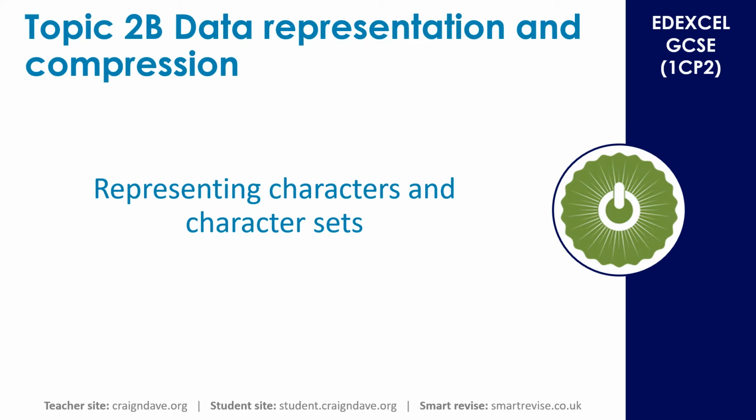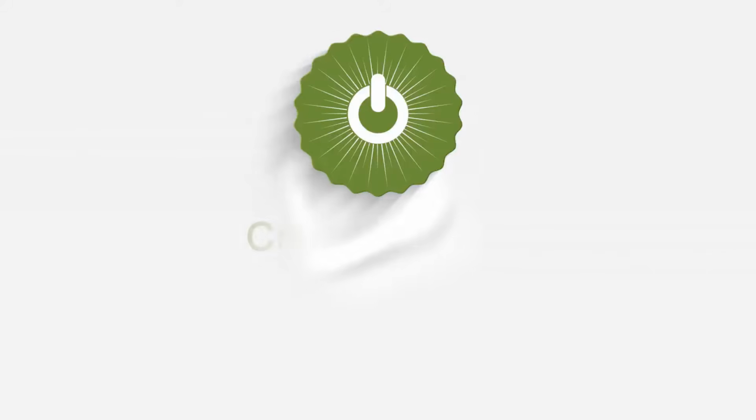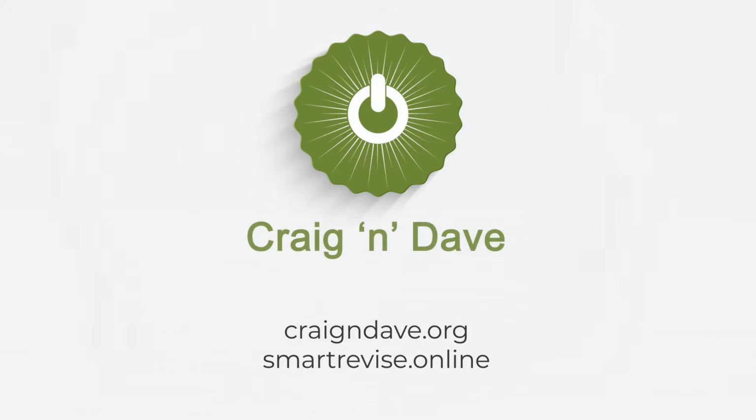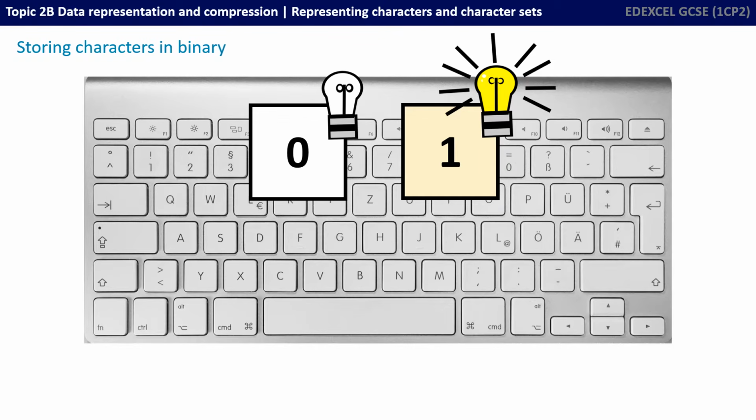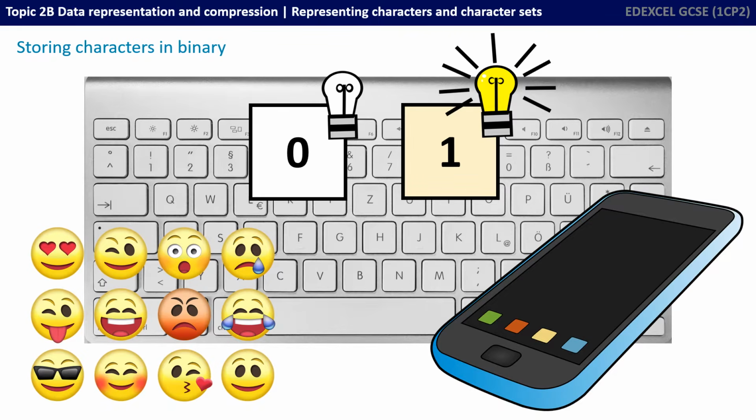In this video, we take a look at how computers represent characters and we explore the concept of character sets. We already understand that everything stored in a computer system is stored in binary, those zeros and ones that represent just two states. This means that all data, including the characters you type on the keyboard, and the emojis you send in text messages, must all have their own binary codes.